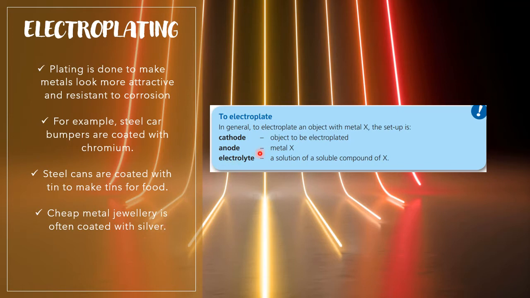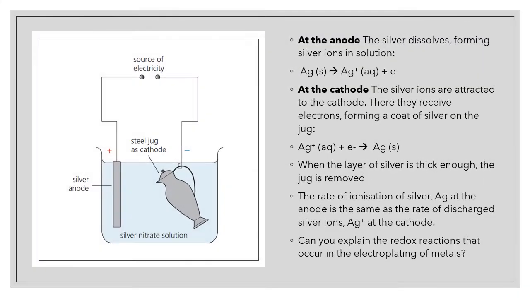To electroplate, the cathode will be the object to be electroplated. The anode will be the metal X, and the electrolyte is a solution of a soluble compound of X. So let's take a look at what that means. The diagram on the left shows the setup of apparatus for electroplating of a steel jug.